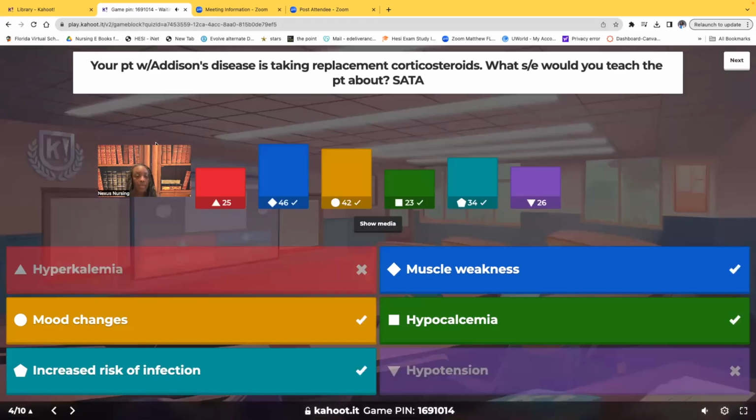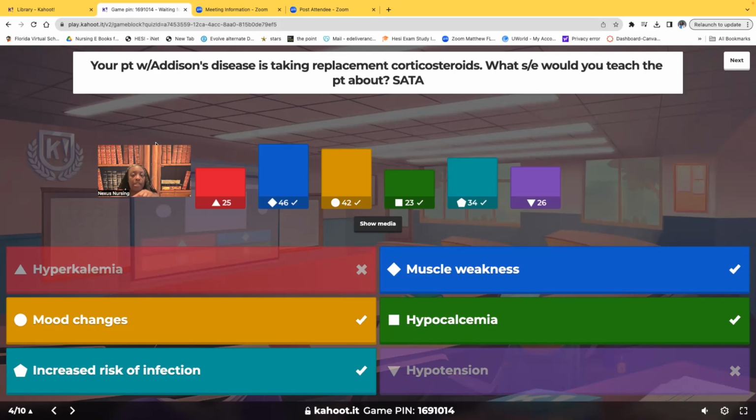Okay, so let's talk about this. The patient's taking corticosteroids. We're not talking about Addison's disease. We're talking about the actual medication. What would be side effects of those medications? The correct answer is going to be muscle weakness. And let's talk about this muscle weakness.